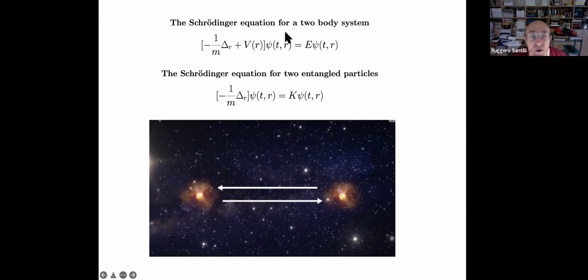So this is the basic equation of quantum mechanics. This is the wave function. And this is the Laplacian, the voltage, and this is the eigenvalue. As you can see, it is a modular theory. But here is the key.